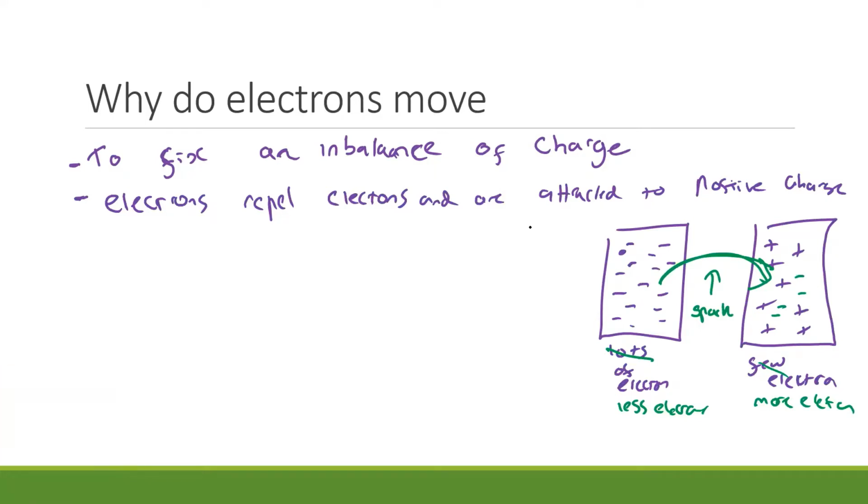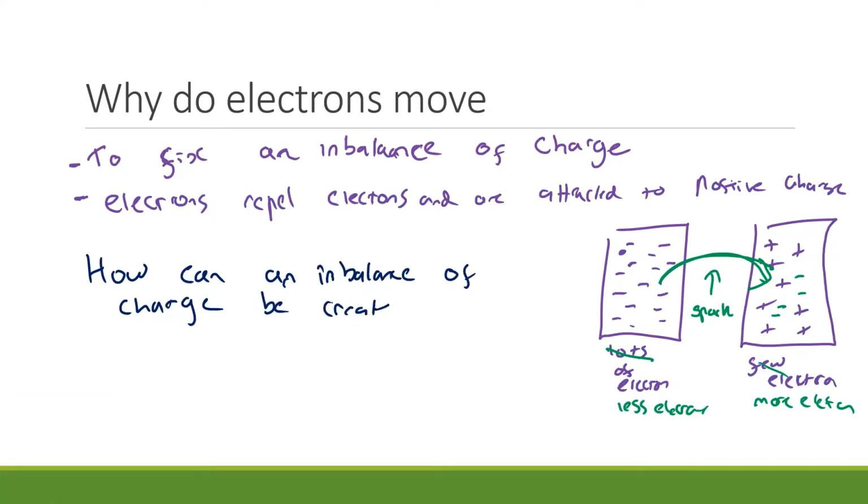If this is the case, then how can an imbalance of charge be created? If electricity happens straight after, to balance out a charge, if you've got an imbalance of charge, the electricity wants to jump in there. How can you create an imbalance of charge? How can you force charge to break the rules of nature? And personally, there are a couple of ways you can do it.